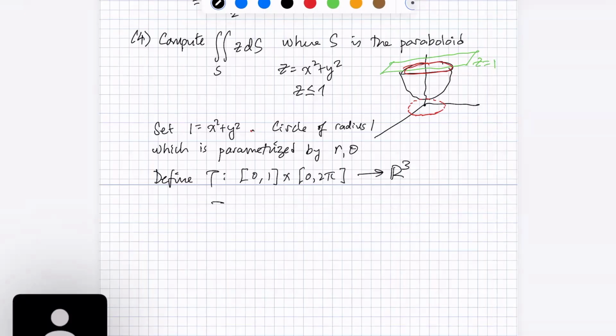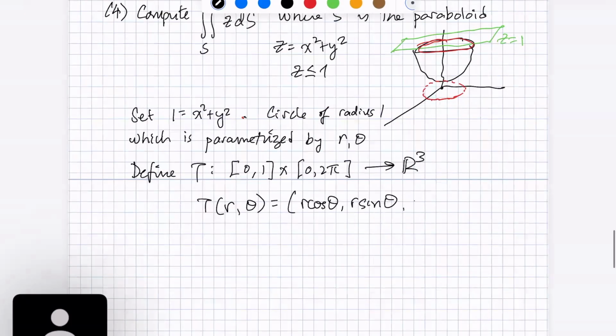This is going to be given by, well, x is r cosine theta. So let's write this down. T of r, theta is r cosine theta, r sine theta. And notice that when I plug in x and y here, I get r squared cosine squared theta plus r squared sine squared theta. That comes from this expression right here. And so I can write r cosine theta, r sine theta, and then r squared.